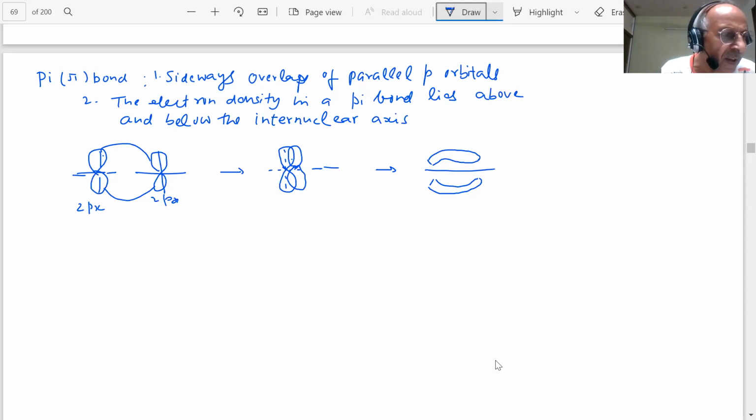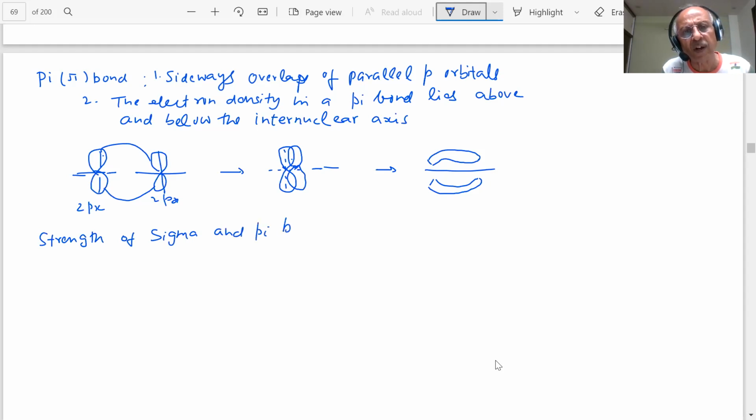Therefore, in covalent bonds, you know there can be single, double, or triple bonds, and both sigma and pi bonds are possible in them. We will show this by taking examples. The important point is the strength of sigma and pi bonds. What do you think? Which bond will be stronger, sigma or pi?